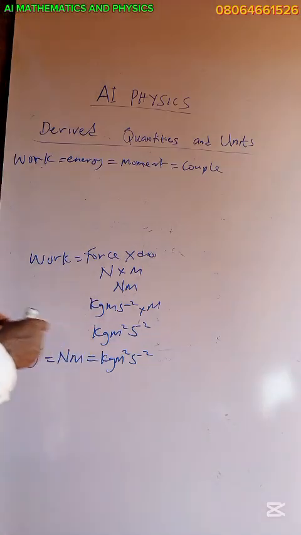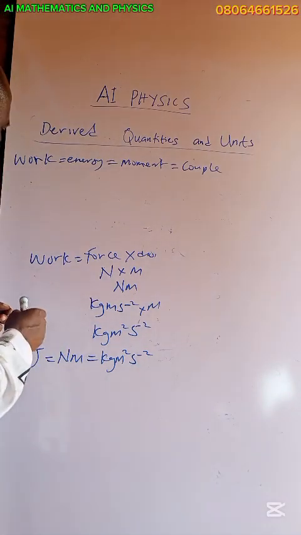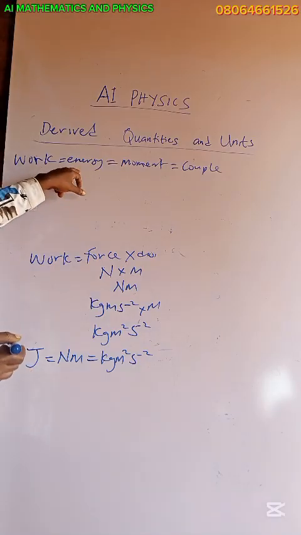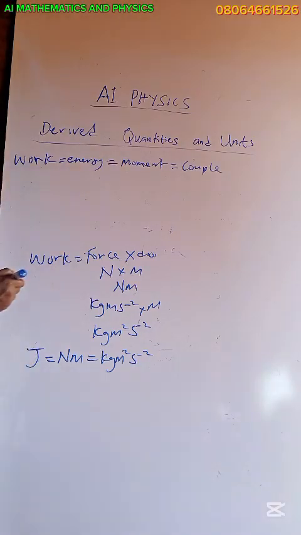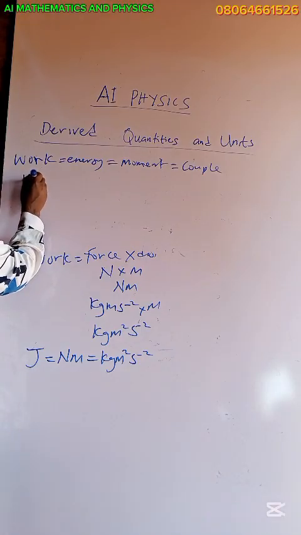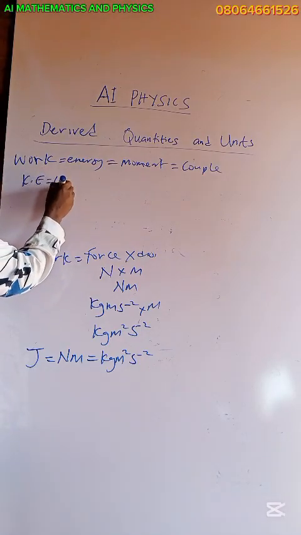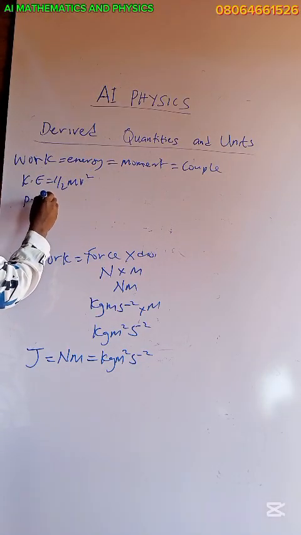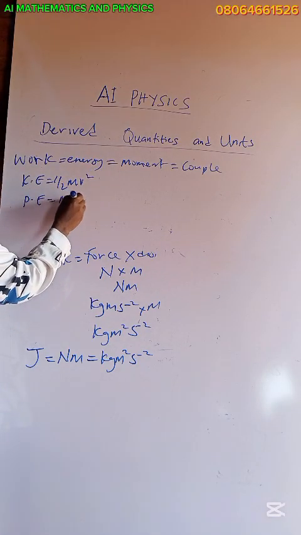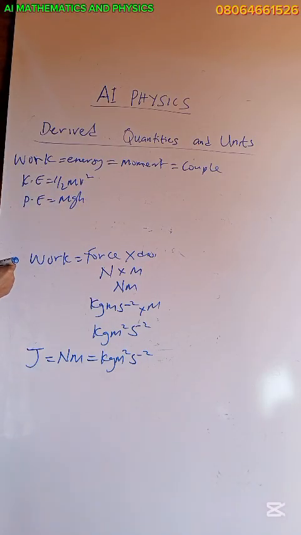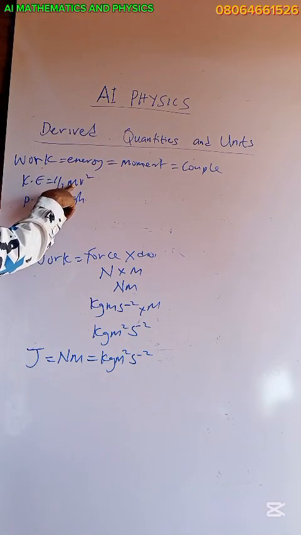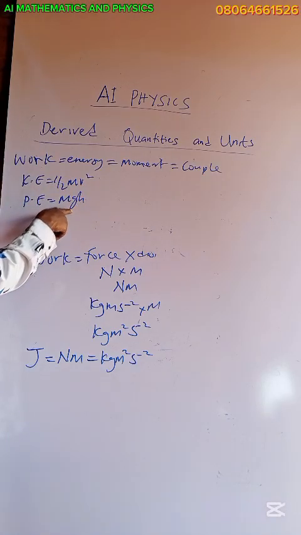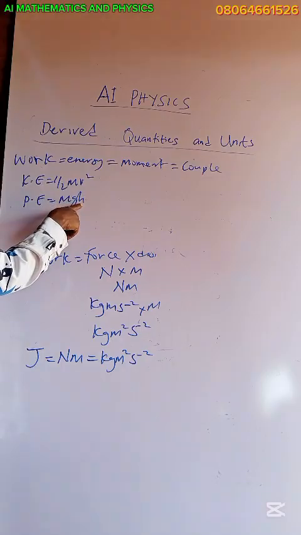For instance, this is joule energy. From mechanical energy, we have two. We have kinetic energy, which is half mv squared. We have potential energy, which is mgh. M here means mass, v here means velocity, g here means acceleration due to gravity, h means height.